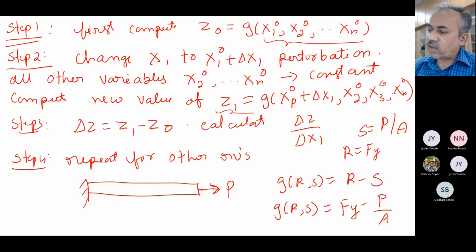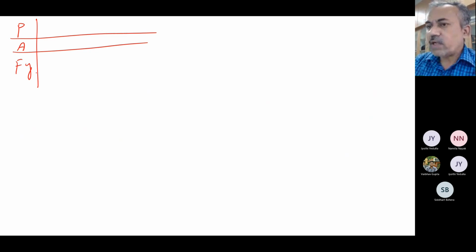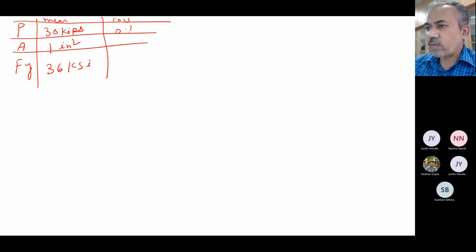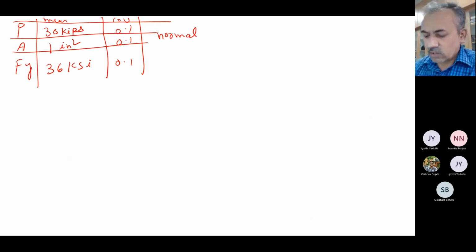Now, if it were not available, just to illustrate this finite difference method, let us say p, a, and y, the f y, are all random variables. The mean value for p is 30 kips, a is 1 inch square, and f y is 36 ksi, and the coefficient of variation is 0.1 for each. Let us say all are normal distributions. This has been given. Of course, no need to do finite difference here; you can directly do the reliability analysis.